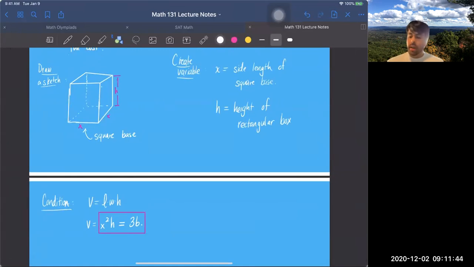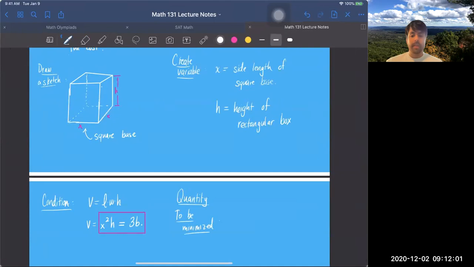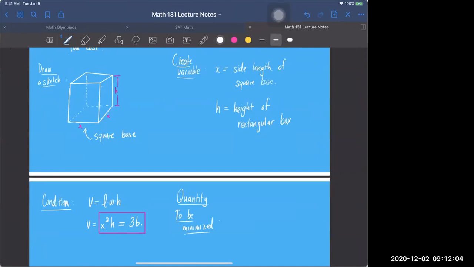And then what's the quantity that we want to maximize or minimize in this case? So this is when it gets a little more complicated. What's the quantity that we want to minimize? We want to minimize the cost. Now the question is, how do we express that?